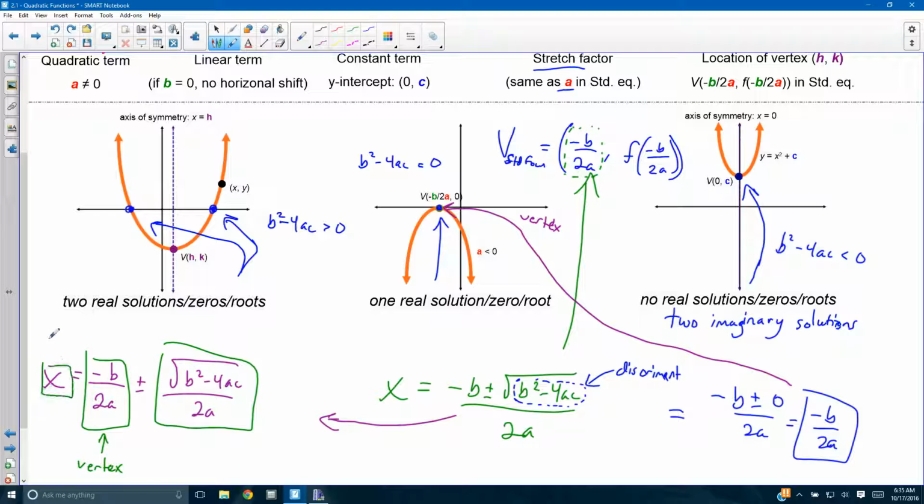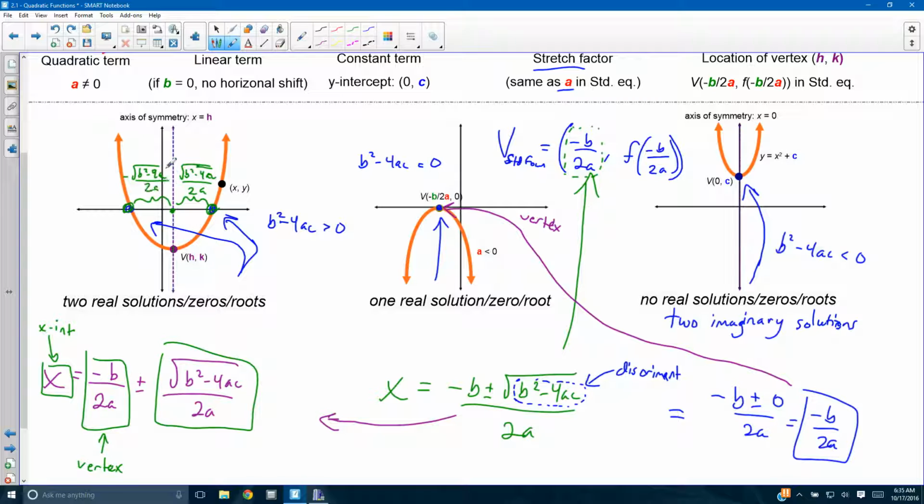If these represent x-intercepts, meaning like this guy and this guy, and if this is the x value of your vertex, this here is square root of b squared minus 4ac over 2a units away from the vertex x value. In other words, I'm adding the square root of b squared minus 4ac over 2a this way. This way, I'm subtracting it. Negative square root of b squared minus 4ac over 2a.